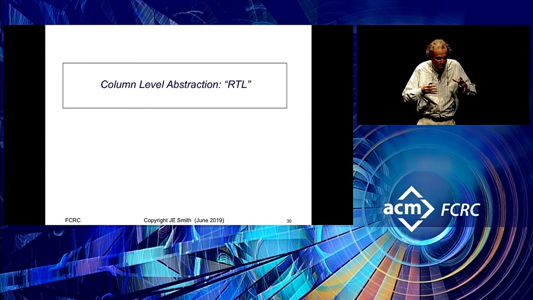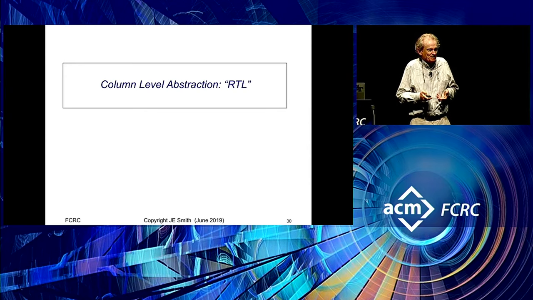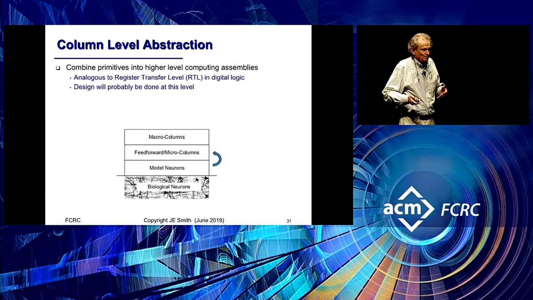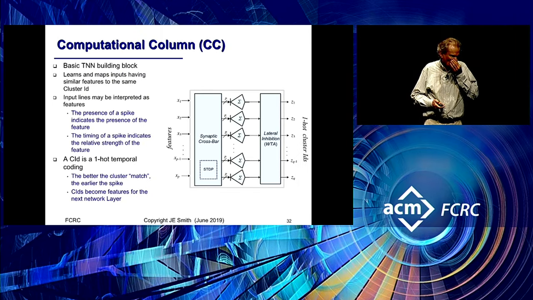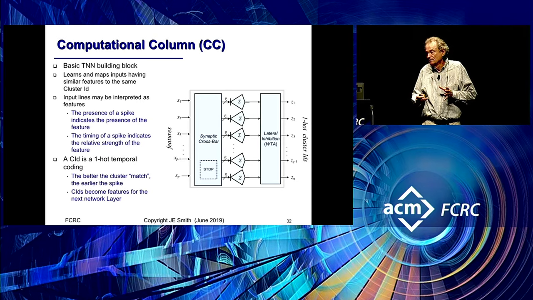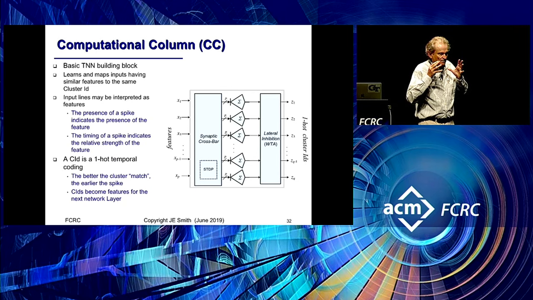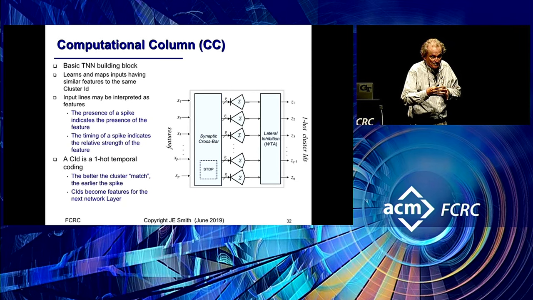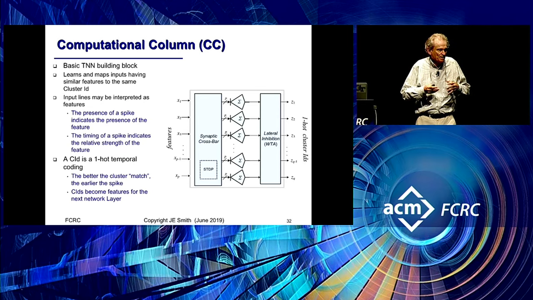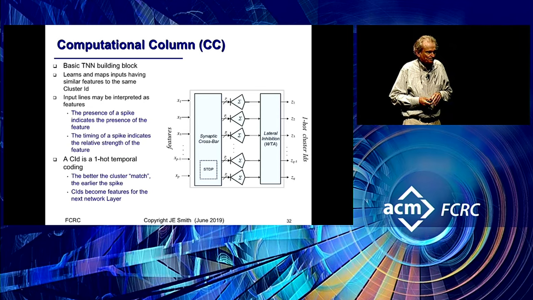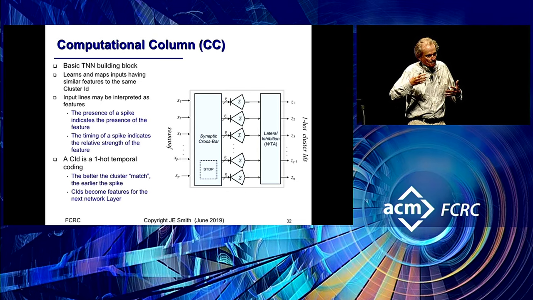Okay, so we have these elements. Let's now move up to the next layer, the column level. This is what I call a computational column. But essentially, all the people working in this space do something that looks just like this, one way or another. The dimensions may be different, the way STDP is done may be different, but they all look like this. And this is the thing that learns and maps inputs having similar features to what I'm calling cluster IDs here.